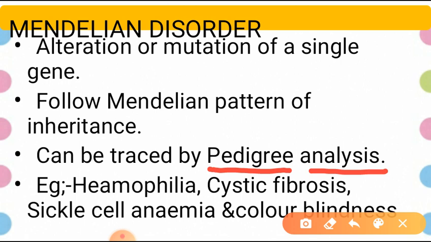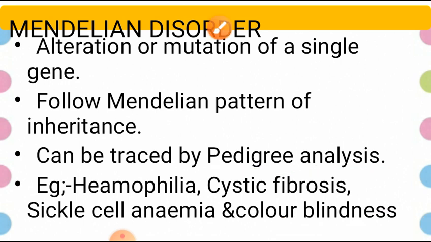So, Mendelian disorders are because of change in only one gene. It always follows the Mendelian pattern of inheritance. It can be identified by means of pedigree analysis. Examples for Mendelian disorders are hemophilia, cystic fibrosis, sickle cell anemia and color blindness. In detail, you will be studying about all these diseases. Hemophilia is called the royal disease. Second is cystic fibrosis, sickle cell anemia and color blindness. These are examples for Mendelian type of disorder.